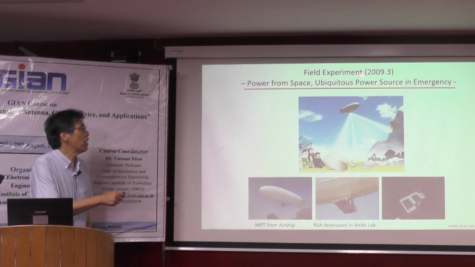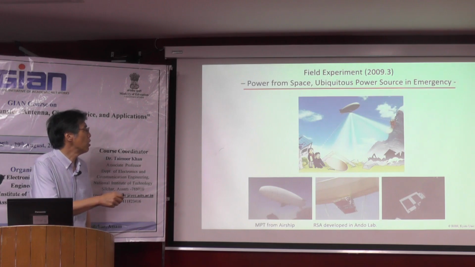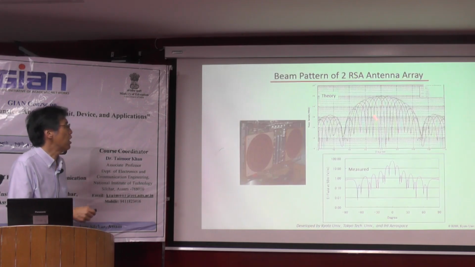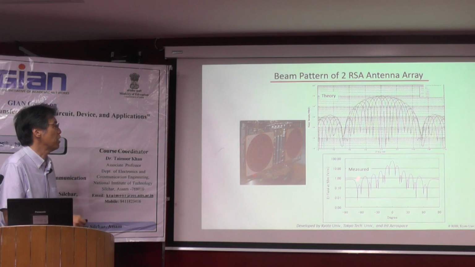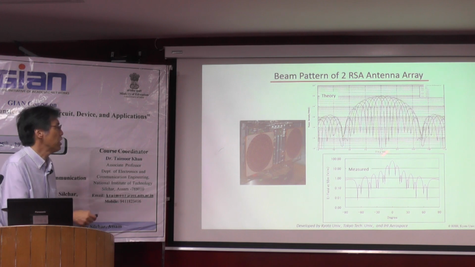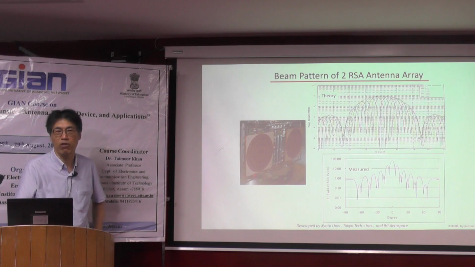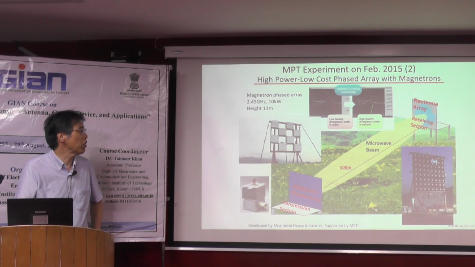It was about 15 years ago, this experiment. And this is a measurement of the beam pattern. This is a theoretical beam pattern, and this is the measured beam pattern. In this case, we adopted two big antenna arrays. And here you can see we can control the beam direction only with the magnetron technology. And in parallel, the Japanese government keeps supporting the development of the magnetron phased array.